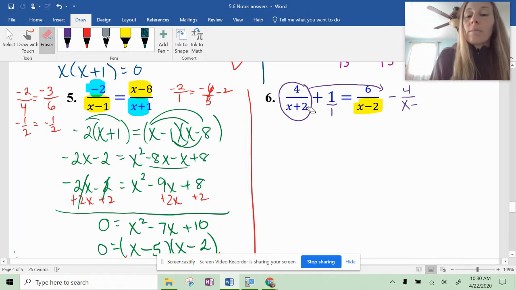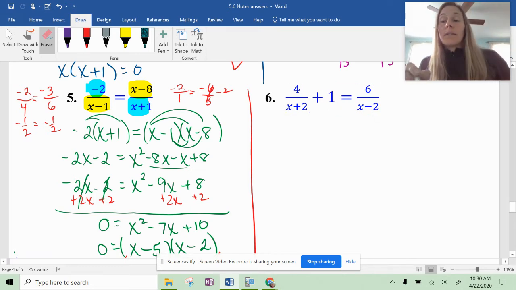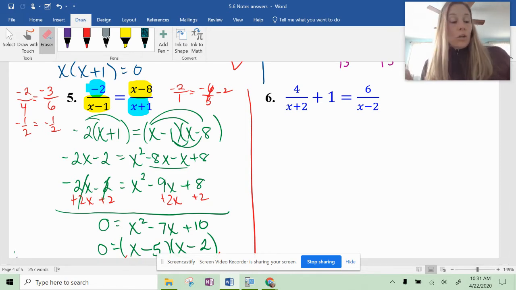This is not the same because that's a plus and that's a minus. So this is where we're going to have to do our LCD. So getting into our LCD, we're going to skip back to the beginning of the notes and I'll do some easier ones before we get into the harder ones. Okay, so let's go back.